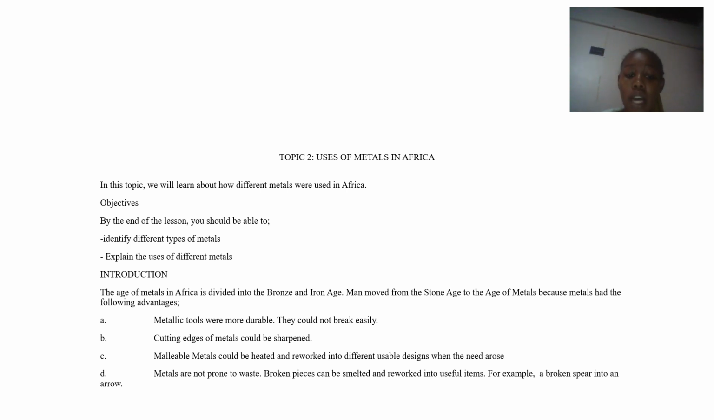Then metals are prone to waste. Broken pieces can be smelted and reworked into useful items. For example, a broken spear or arrow can be melted and used in another form or in another way.